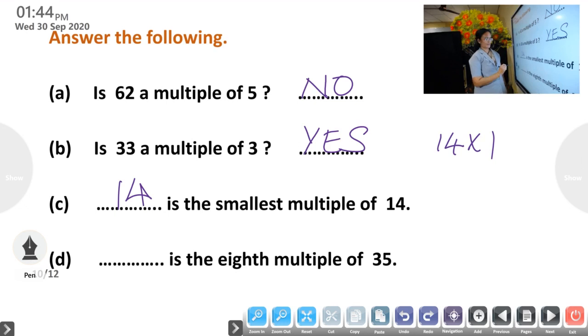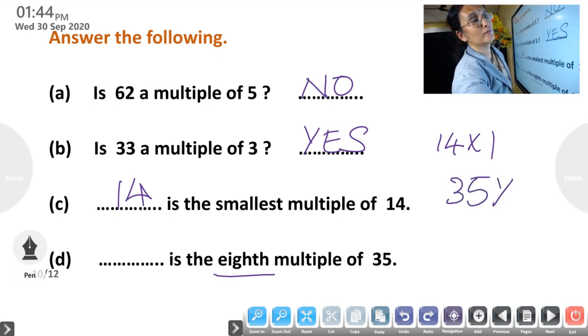Okay. Then dash is the 8th multiple of 35. To get the 8th multiple, what you have to do? Multiply by 8. To get the first multiple or the smallest multiple, multiply by 1. To get the second multiple, multiply by 2. To get the third multiple, multiply by 3. So to get the 8th multiple, just multiply the given number by 8.